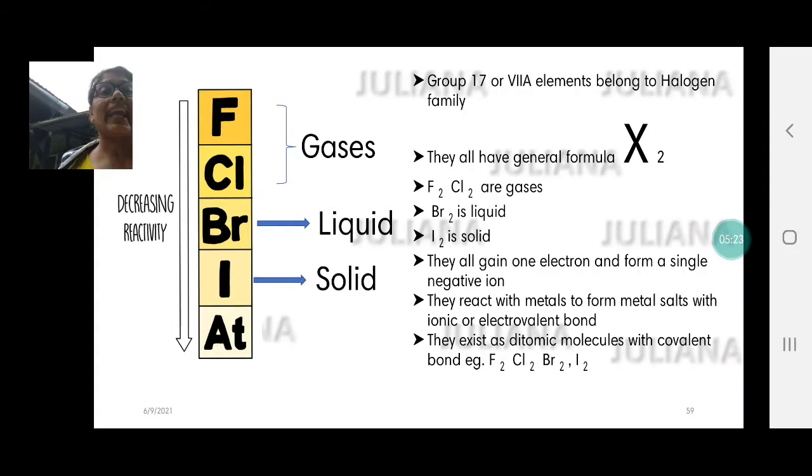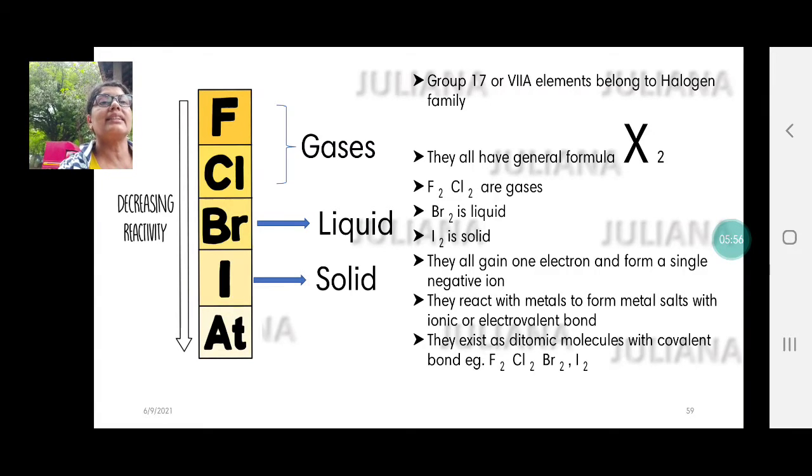They all gain one electron because we know that their outermost electrons are 7. Because of that they are able to accept one electron, forming a -1 ion. So they all gain one electron and form a single negative ion. They react with metals to form metal salts with ionic or electrovalent bonds. The bond between them is an ionic bond because they are both ions. For example, sodium chloride, common salt: sodium ion, chloride ion.